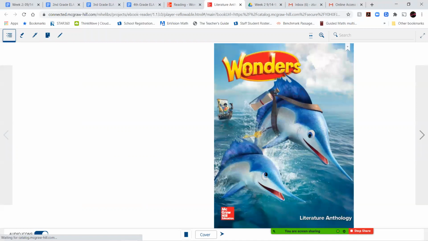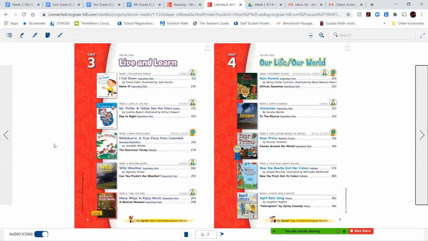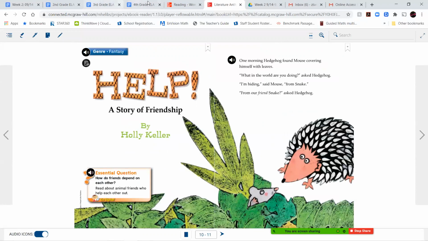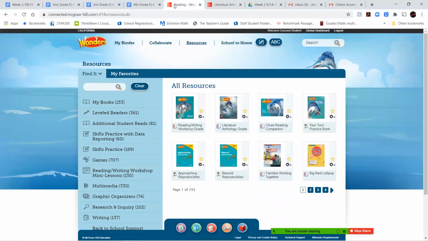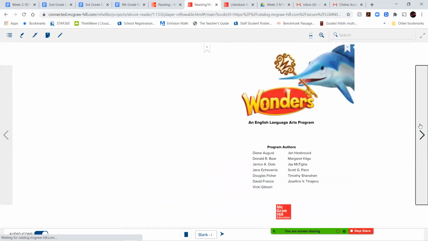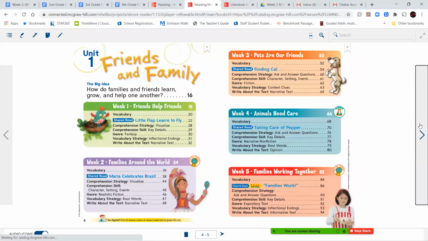Now, in your big book, you can flip the pages. Oops, let's go back one. And we're going to be in Unit 1, Week 1. So up here you can see it says Week 1 in small letters, and you can click on that story and it'll take you to your story. Now, you're also going to be reading out of your small book, which is your reading and writing workshop. So if you click on that one as well, you can do the same exact thing. So we're going to flip our pages until we get to our table of contents, and we're also going to go to our Unit 1, Week 1.